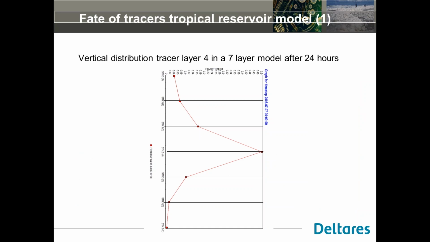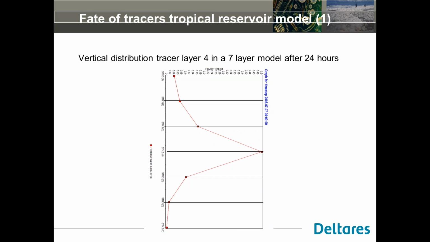This shows an example for one tracer. It's released in layer 4 in a tropical reservoir, and this is a 7-layer model. So after 24 hours, it appears that the tracer, the algae, has spent about 50% of its time indeed in the layer where it was released, in layer 4, but also a considerable portion of the time in layers above it, where the light intensity actually is higher, and some time in the layers below it where light intensities are smaller.